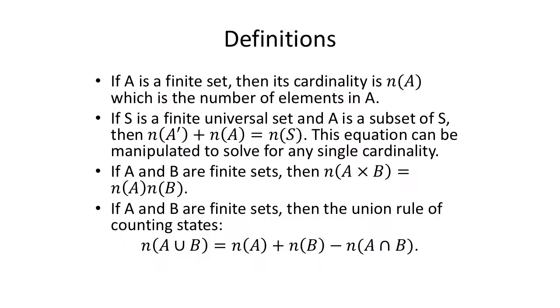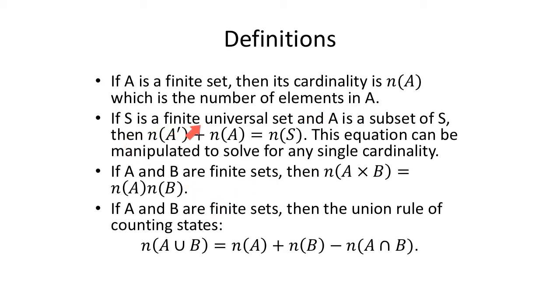Start with some definitions. If A is a finite set, so we can count how many things are in there, then its cardinality is given by the number in A. So n, meaning number, we're going to count how many are in set A. It just stands for the number of elements in A.